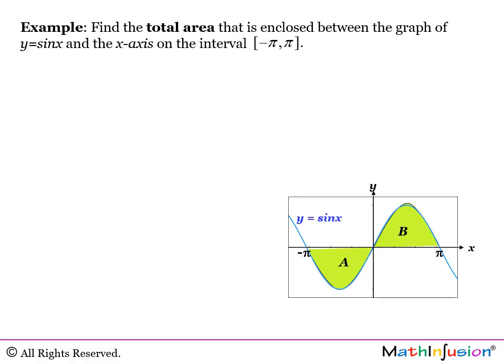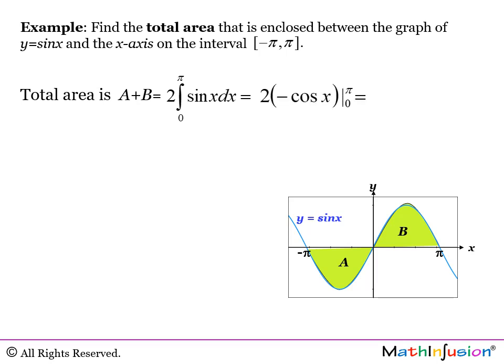Example. Let's find the total area that is enclosed between the graph of y equals sine x and the x-axis on the interval negative pi to pi. The total area now is A plus B. But also because the area A equals B, then this is also 2 times one of the areas, which means it's 2 times the area B, which is the integral of sine x dx between 0 and pi.